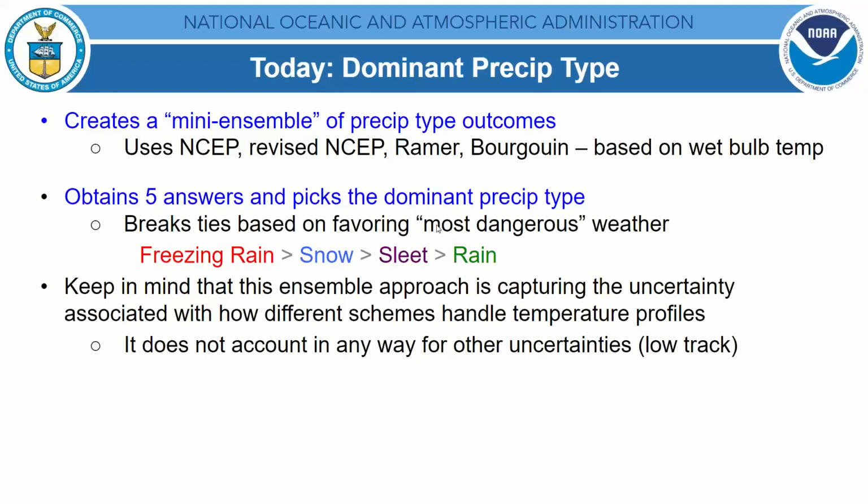So again, it uses 5 different precipitation type algorithms, bunches them together, and then takes the dominant type out of all 5. So this ensemble approach is good because it captures the uncertainty with how these different schemes handle different temperature profiles and accounts for some error, but it doesn't account anyway for other uncertainties like the change of a low track, storm track, for example. So it really is just using these algorithms and nothing else.